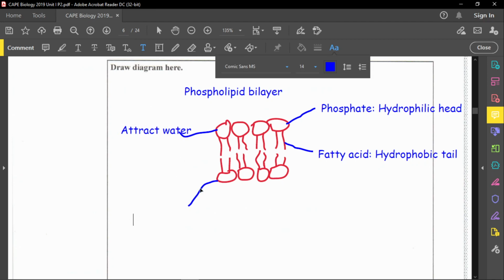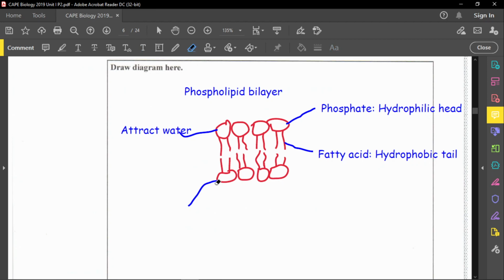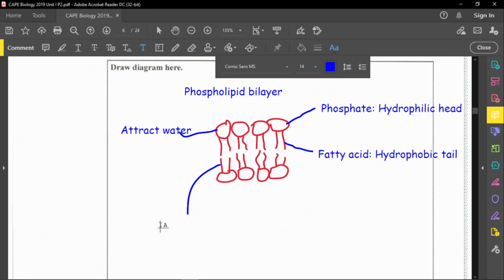Let me erase this line. I want this on the tail. All right, so erase that line, put it on the tail part. This is what I want to actually talk about, the tail, right? And so the tail now, it repels water.